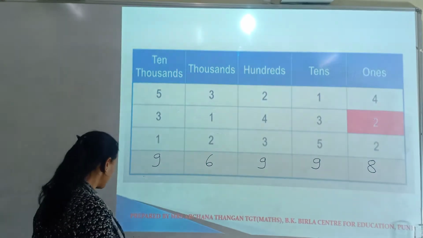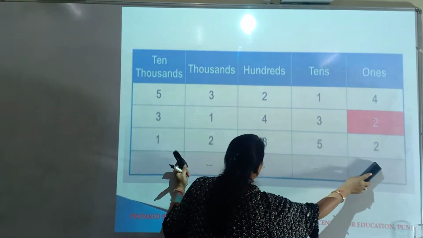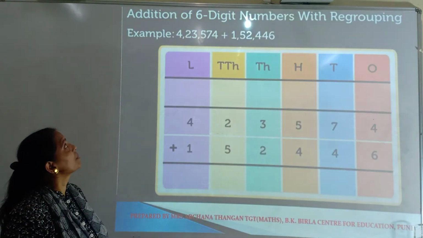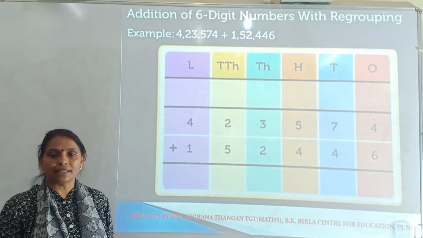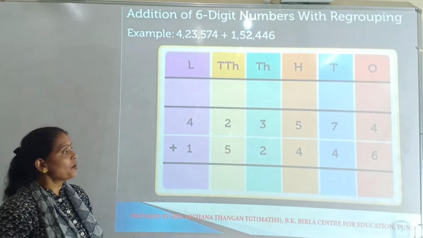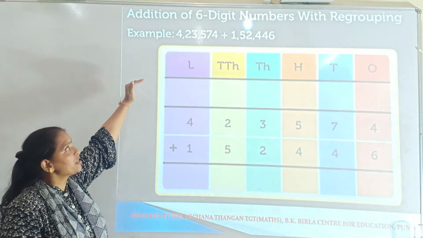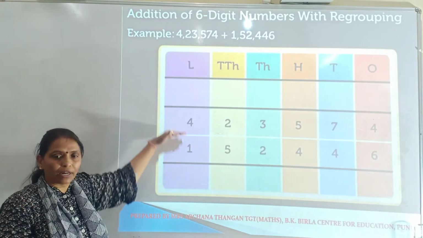Next, we have some more problems. Addition of 6-digit numbers with regrouping. How to add these large numbers in vertical form. So first we have to write these numbers. This is addition in horizontal form. We have to write these numbers in a place value chart or vertical form.